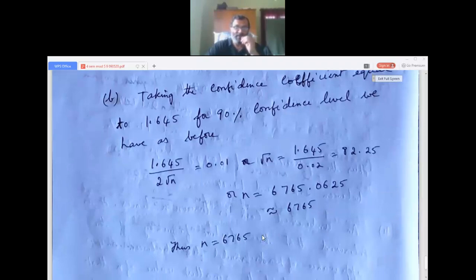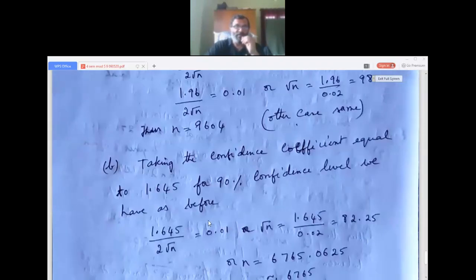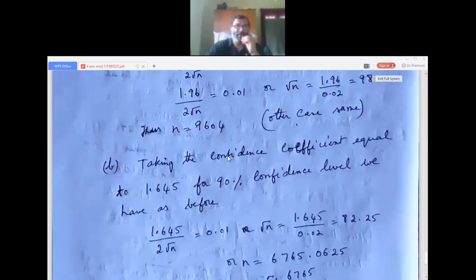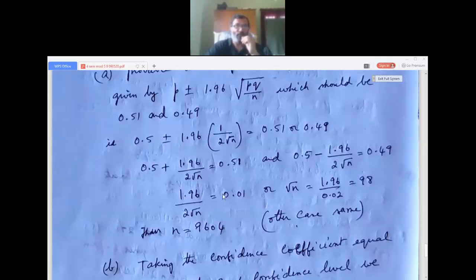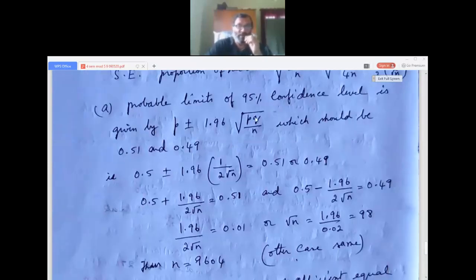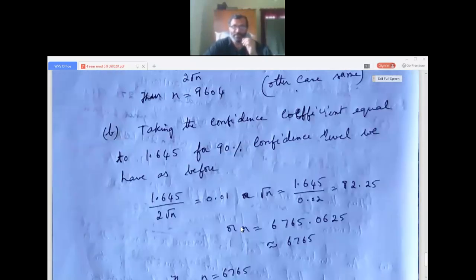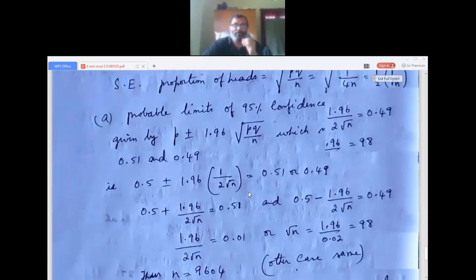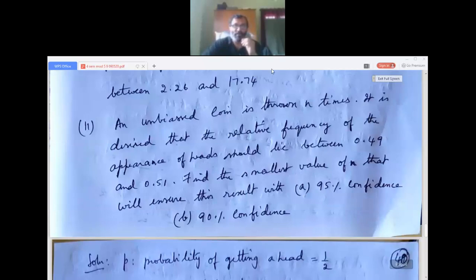Hope it is clear. So for 95%, it is P plus or minus 1.96 root of PQ by n. For 90%, it is P plus or minus 1.645 root PQ by n. See the notes I have given. Then everything is as it is, so you get the answer as n is 6765. So this type of question, this last question, you have to solve, just be careful here.